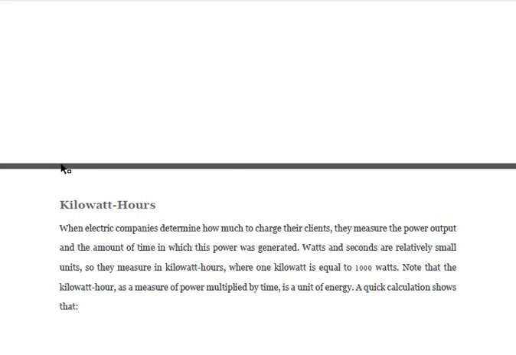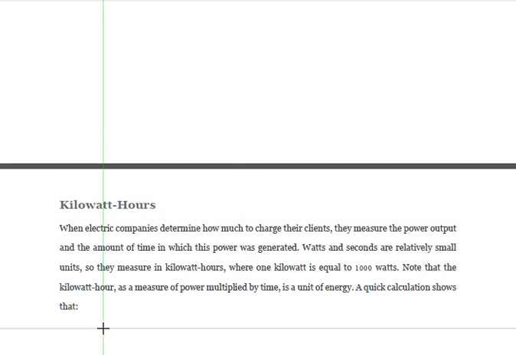So what they do instead is use the kilowatt hour. So a kilowatt hour is a power multiplied by a time, which gives us some total amount of energy. So when your electric company is determining how much to charge you, they measure that power output, so they know how much power they're putting out, and the amount of time that you were using that power. So watts and seconds, like I said before, they're so small, you would get really big numbers. So they use the kilowatt hour. So a kilowatt is just 1,000 watts. An hour is 3,600 seconds.